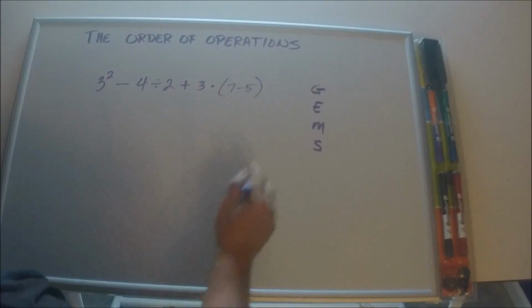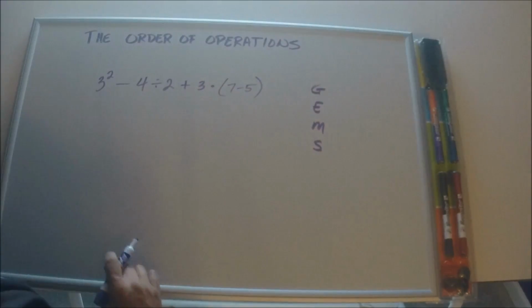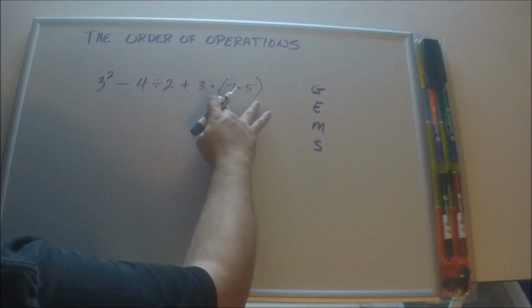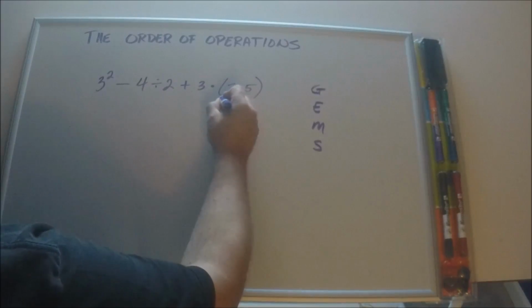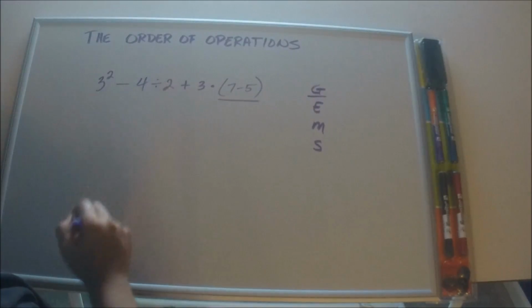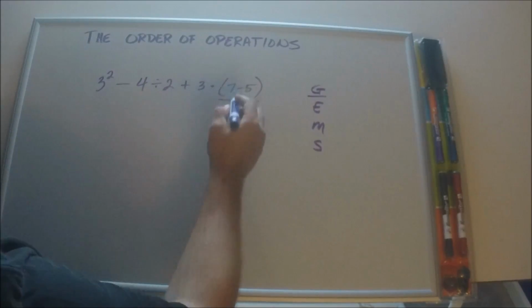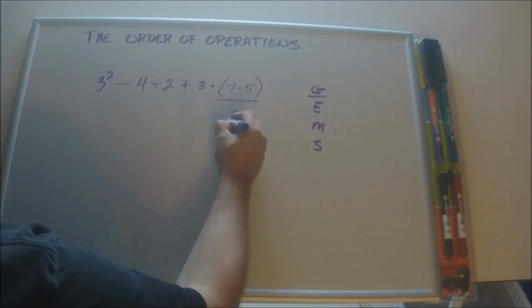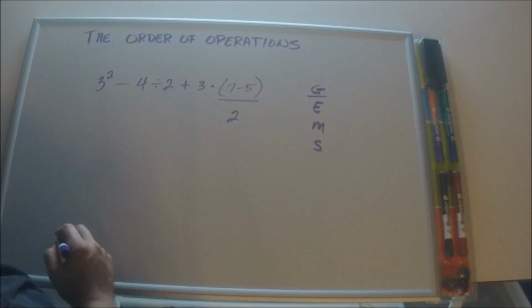So let's get started. The first thing we're going to do is grouping symbols. The grouping symbols here are these parentheses, so I'm going to underline the 7 minus 5 in parentheses as I'm doing my grouping symbols, and that's what I'm going to resolve first. What is 7 minus 5? It's, of course, 2.